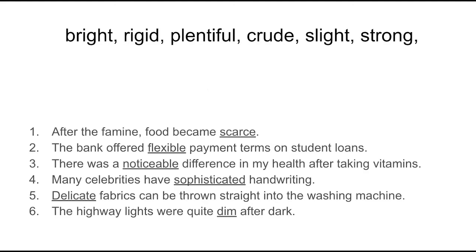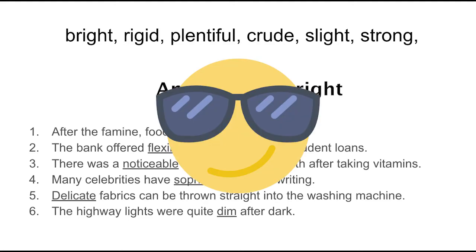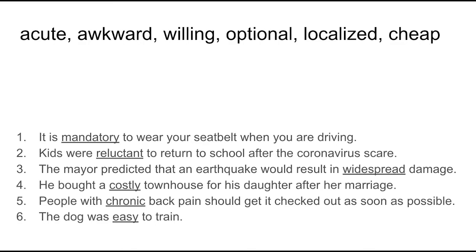Number 6, the highway lights were quite dim after dark. All right, the word dim means you can't really see it. So the opposite of that is, yes, answer choice 1, bright. They were quite bright after dark. Now we're moving on to the last 6 questions. The answer choices are acute, awkward, willing, optional, localized, and cheap.